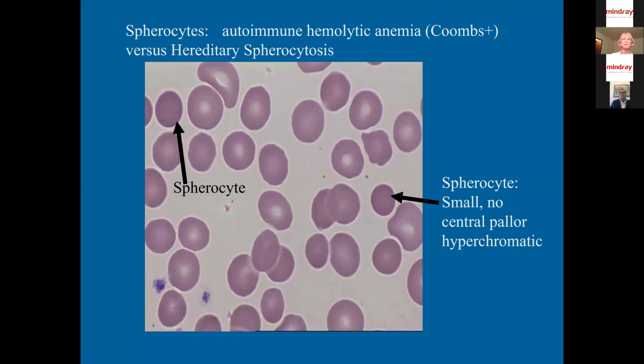So here's an example of spherocytes. Let me take a drink. Again, these are associated with autoimmune hemolytic anemia versus hereditary spherocytosis.